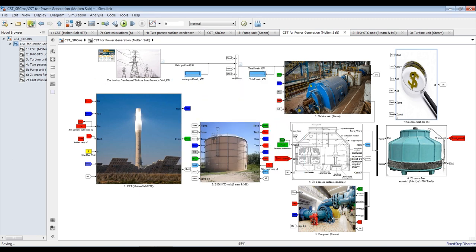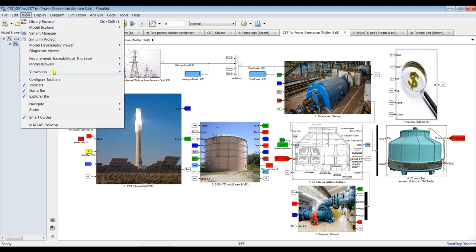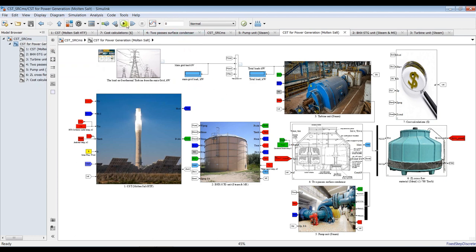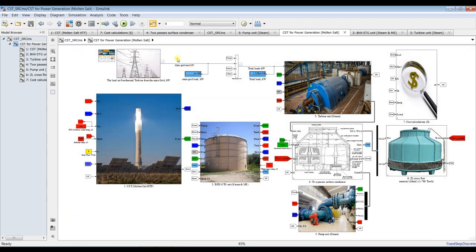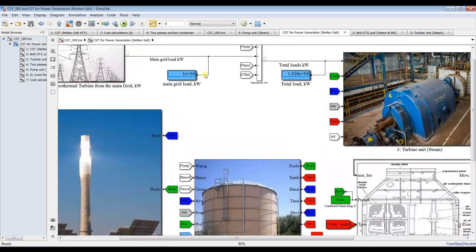Okay, so we prepared everything. Our model is ready to run. Let's go and hit here. Be sure to go to your model browser and check all of these. Okay, that's it. Hit run and see our results based on 10 megawatts of power. Okay, and it has finished. So let's go and emphasize and see.